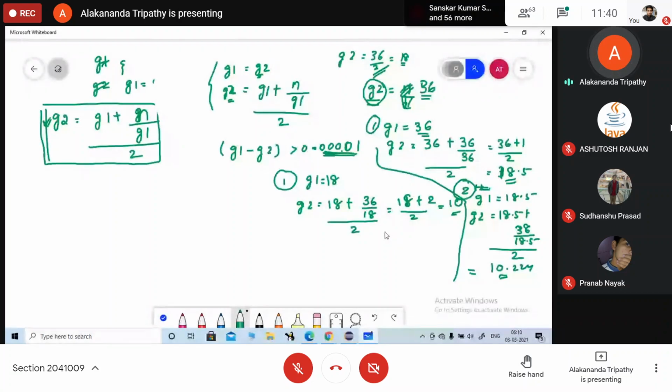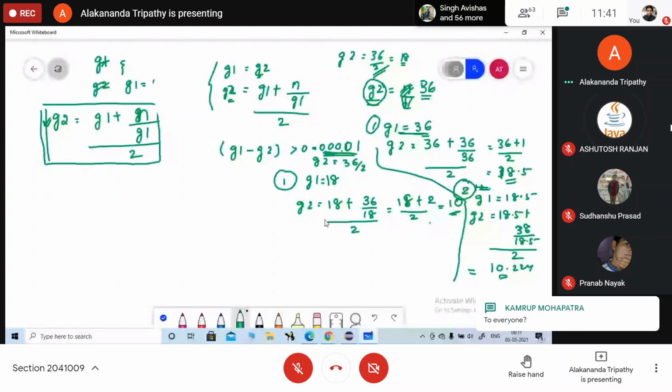In how many steps will we reach 10? In one step, we will directly get the answer. If I initialize G2 equals 36/2, here how much have I initialized? I have directly initialized 36. Are you getting my point? Yes, ma'am.